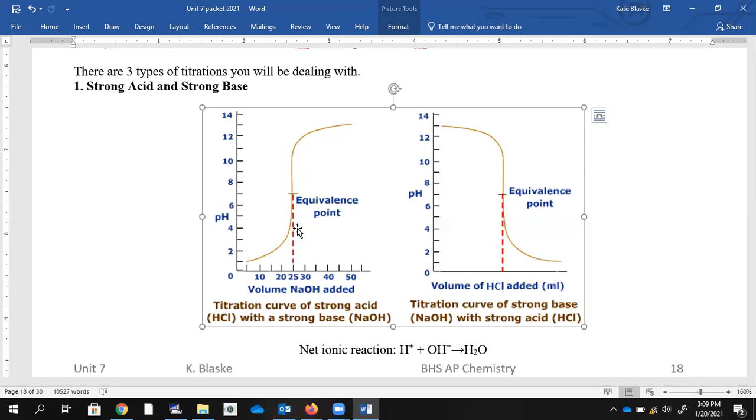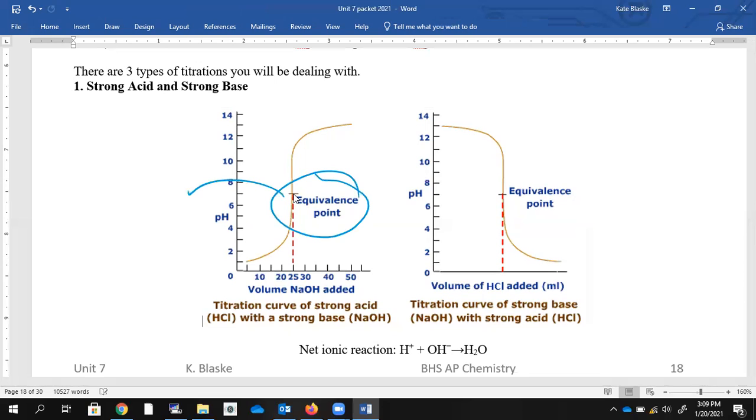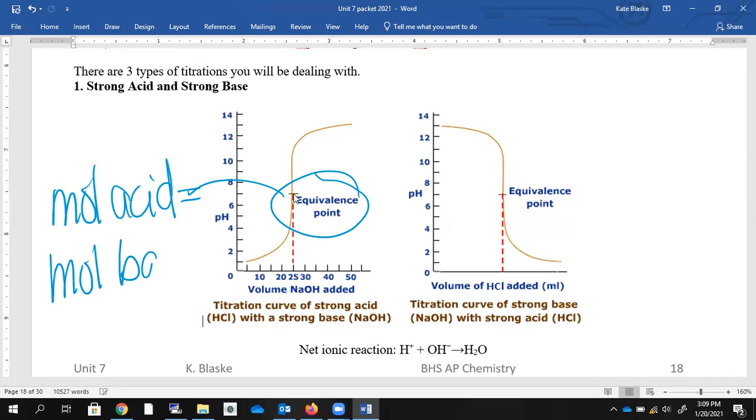So there is this point on your graph called the equivalence point. At the equivalence point, the moles of acid equals the moles of base. So we have equal amounts of moles of acid and base that have reacted with each other. When we have a strong acid and a strong base, that equivalence point happens at a pH of 7.